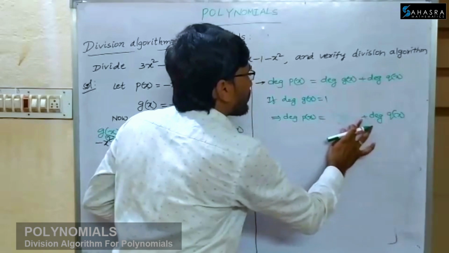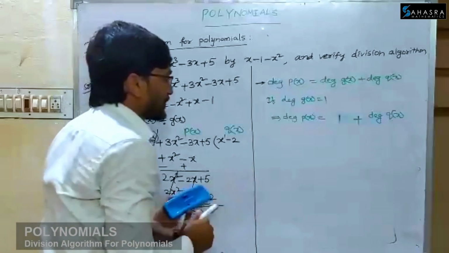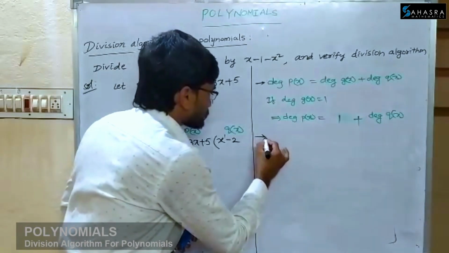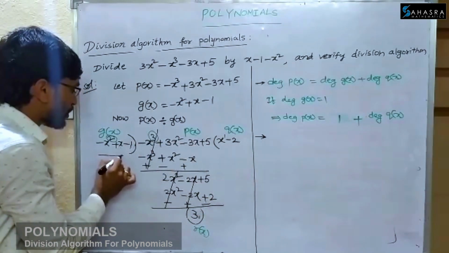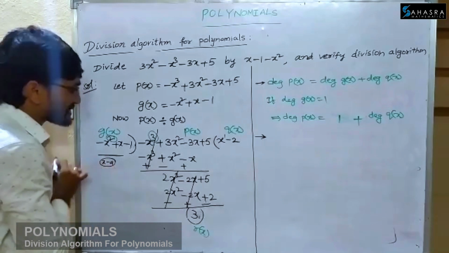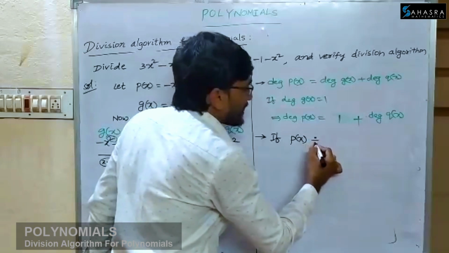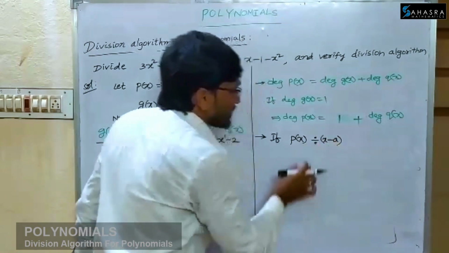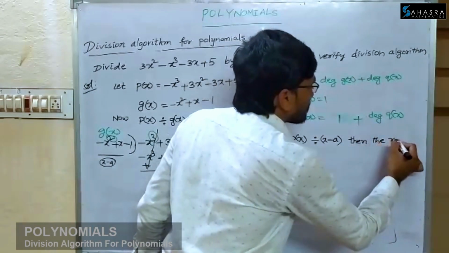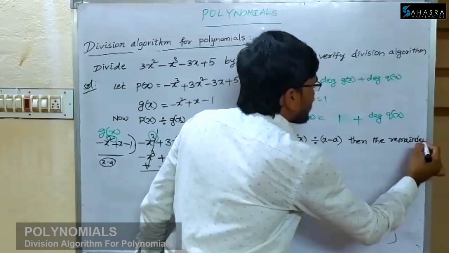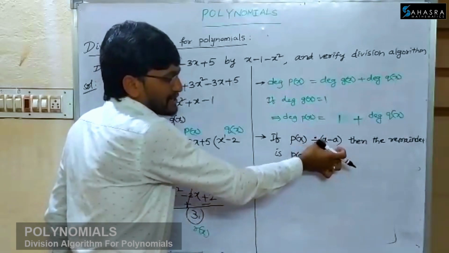Degree of p of x is equal to 1 plus degree of q of x. This is the first point. The second one is: if here they have given a linear polynomial, linear polynomial is considered as x minus a. If p of x is divided by x minus a, then the remainder is p of a. Simply we can write, p of x divided by x minus a, then the remainder is p of a.